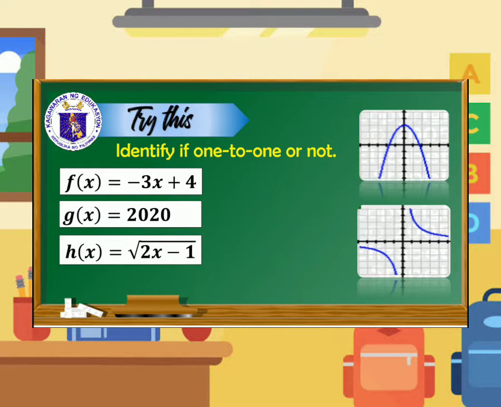Let's check it now. First, the function is one-to-one. Second, the function is not. Third, the function is one-to-one. First, it is not one-to-one. And the second, it is one-to-one. Were you able to answer all of the problems? If yes, great job.